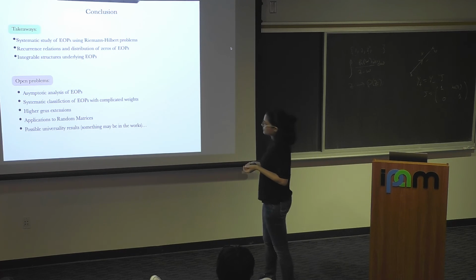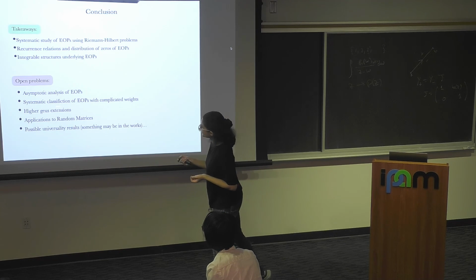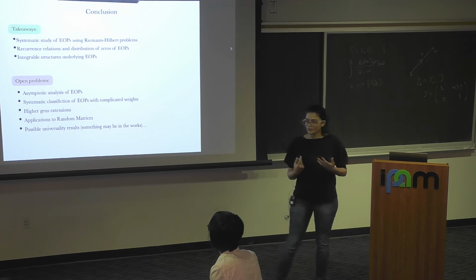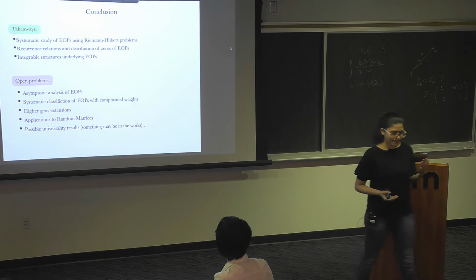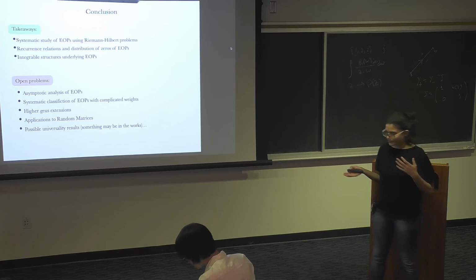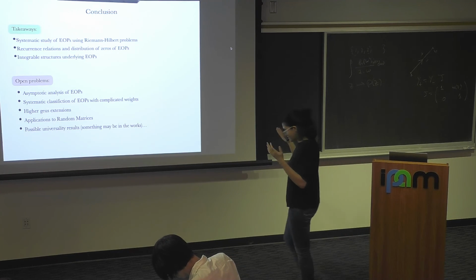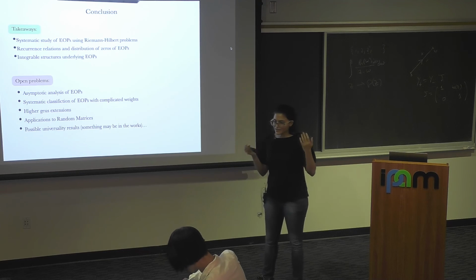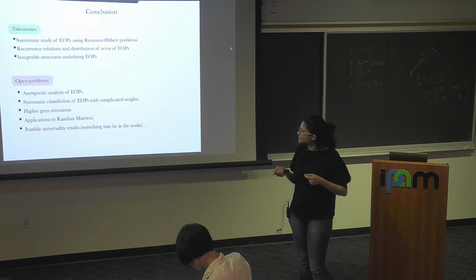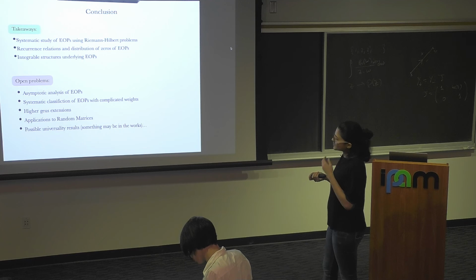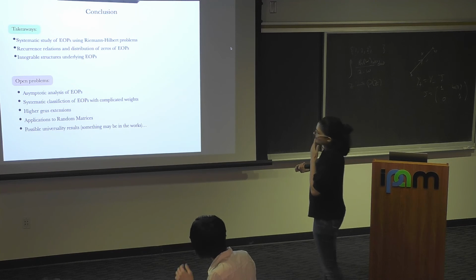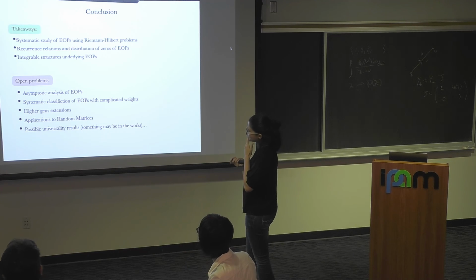A systematic classification. Oh, sorry, classification. There is a typo. With more complicated weights. And this I expect it to be something similar to, oh, you have the elliptic generalization of Laguerre polynomials, elliptic generalization of some other type of polynomials. Oh, sorry, there are so many typos. There is higher genus extensions.